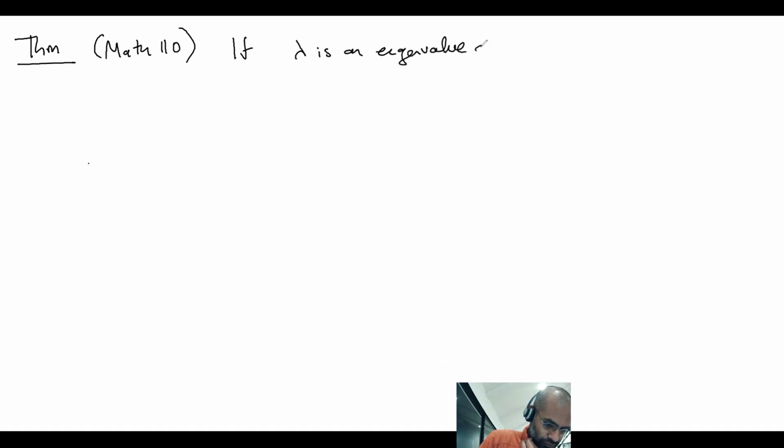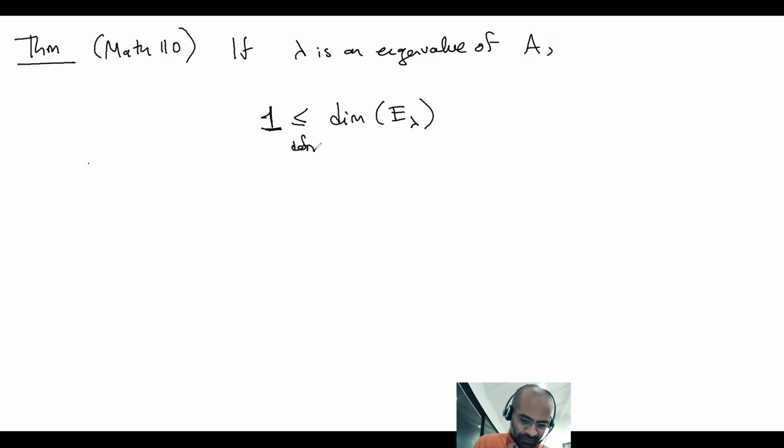Okay, so the other sufficient condition, or the other theorem, which we won't prove, is proven in Math 110, which somebody asked about earlier, a very good question. If lambda is an eigenvalue of A, then the dimension of the eigenspace corresponding to that eigenvalue is at least 1. That's just a definition, right? But it is at most the algebraic multiplicity in the characteristic polynomial. We won't prove this. This is true.